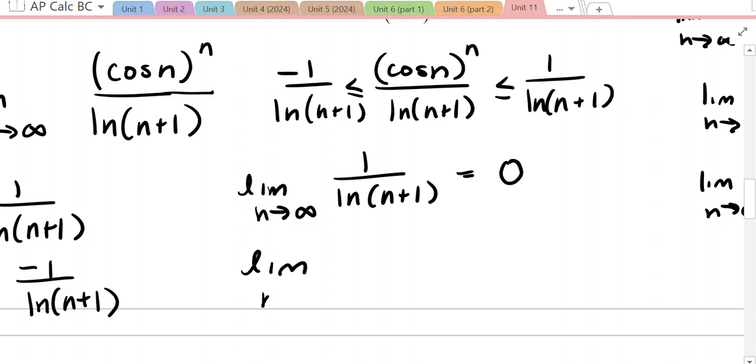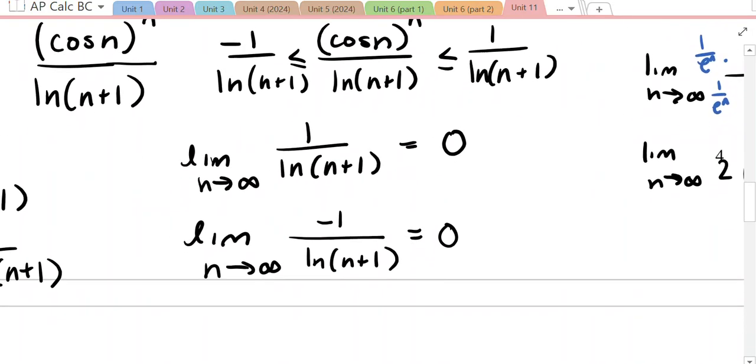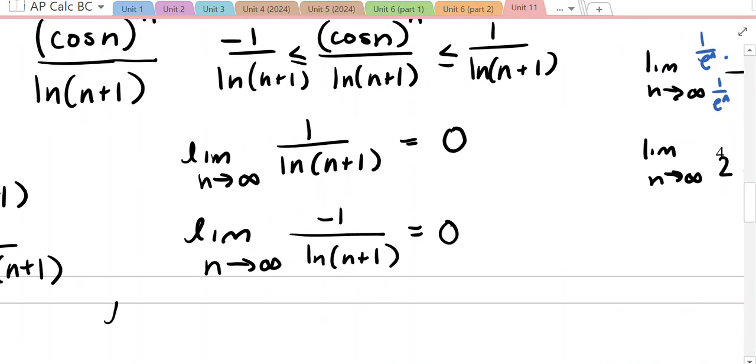Now when I do it the other way, the limit as n approaches infinity of -1 over ln n plus 1. Same kind of deal. As n goes to infinity, n plus 1 is going to head to infinity, and ln of n plus 1 will head to infinity, really slower than n plus 1, but still go there. And -1 over something humongous is going to approach 0. Since this limit is 0 and that limit is 0, the limit of that one in between has to also approach 0 by the squeeze theorem.